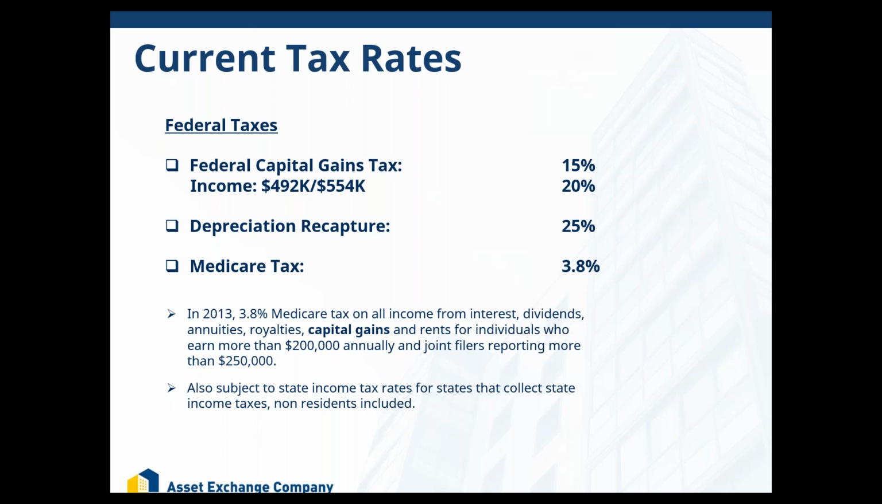Now, you might be asking yourself, how does that work? What's that all about, right? Well, the depreciation recapture tax works like this. Any depreciation that you've claimed for the lifetime that you've owned that property, when you go to sell that property, they're going to hit you with a 25% depreciation recapture tax on the entire amount of depreciation that you've claimed for the lifetime that you've owned that property.